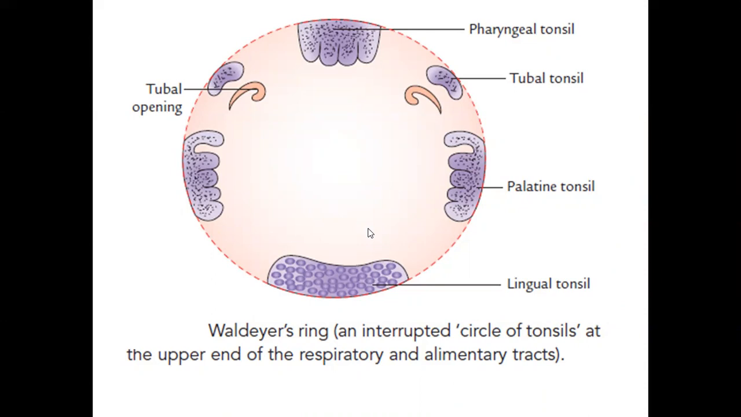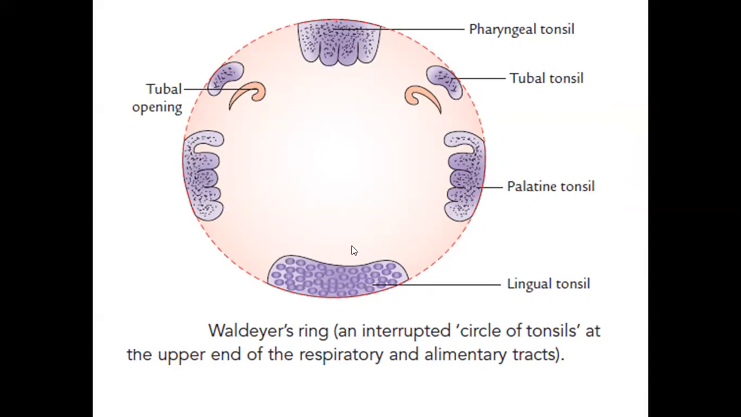These collections of lymphoid tissues are known as tonsils. We saw the different tonsils. We had the pharyngeal tonsils, the tubal tonsils, the palatine tonsils, and the lingual tonsils. When we look at these aggregations of lymphoid tissue that lie underneath the epithelium of the pharynx, we see that they are present in a circular manner around the opening of the pharynx. This is known as the Waldeyer's ring. Okay, this is the Waldeyer's ring.